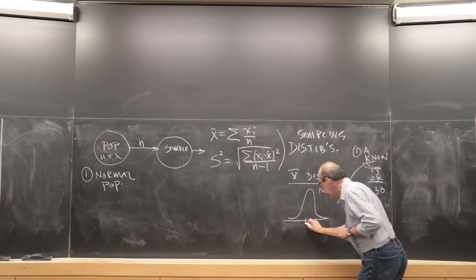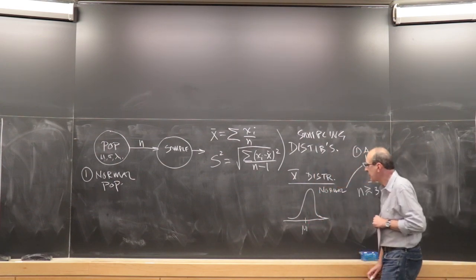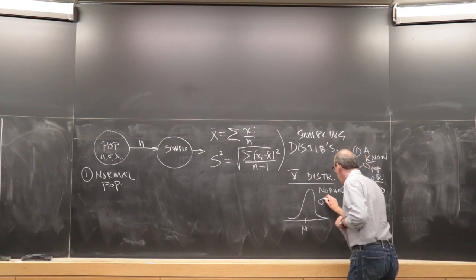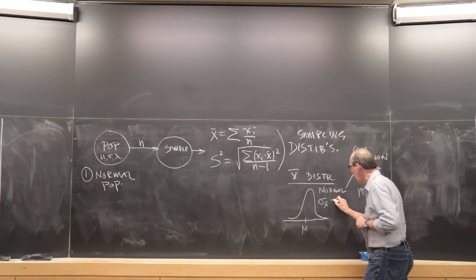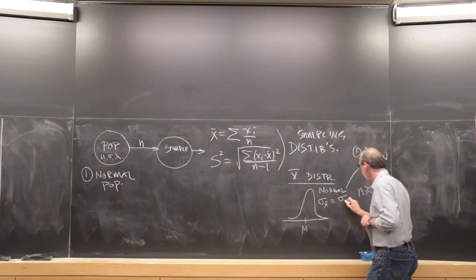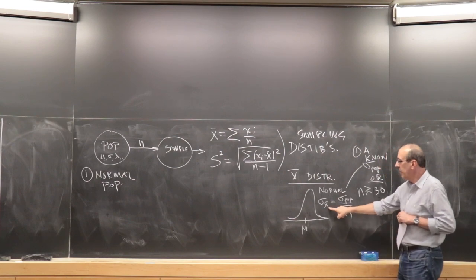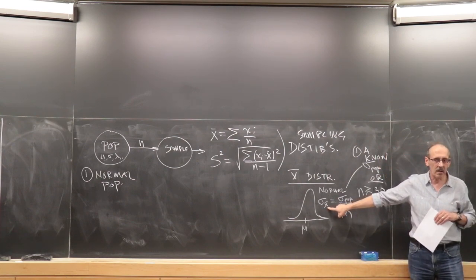And in that case, the mean of this distribution is going to be the population mean. And the width, I'll call it sigma of x bar, is equal to sigma for the population divided by the square root of n. And this is, of course, the standard error. Okay.